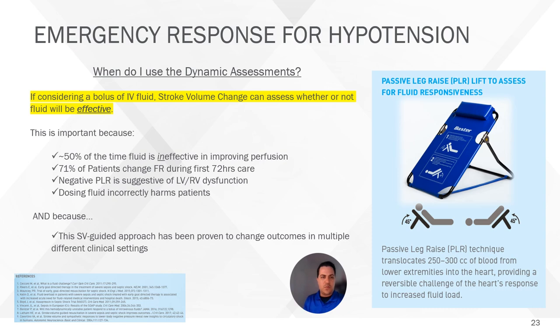So when I think about when do I use a dynamic assessment, when do I really want to know if the patient's responsive or not? I say if you're questioning giving the patient volume, or you have someone with a history of renal or cardiac disease or an early phase of shock or sepsis, these are all excellent, well-documented and evidence-based ways to use stroke volume change to guide fluid management, because half of the patients that we take care of that are critically ill will not respond to fluids, or in other words, it will be ineffective and may potentially harm the patient.